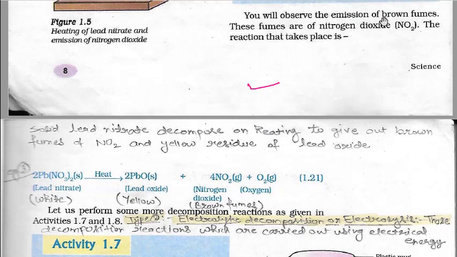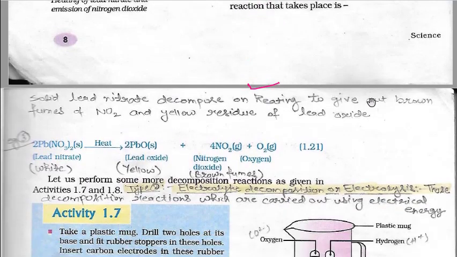You will observe the emission of brown fumes, and these fumes are of nitrogen dioxide. You can see here how lead nitrate is formed. I have already told you the valency of lead is 2. Pb is 2 positive and nitrate is 1 negative. So when we cross it, it is Pb(NO3)2.